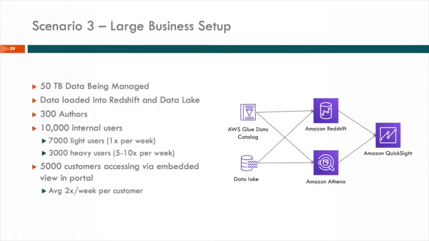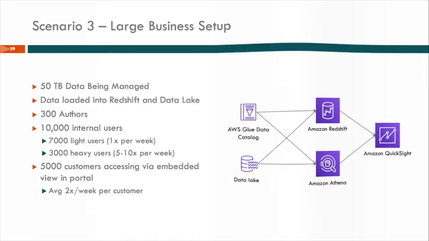All right, so let's take a look at the last one. We got a large business. We got 50 terabytes of data. They've got a data lake they're building on Amazon. They're using Amazon Redshift. They've got all this stuff going on. They've got 300 people internally across different functional areas who are analyzing and authoring data. We've got about 10,000 people internally using it, which again, we're doing kind of a 70-30 mix. 70% are light users. They're hitting it every once in a while. And about 30%, so 3,000, are heavy users. But they have 5,000 customers accessing it via the portal externally as well.